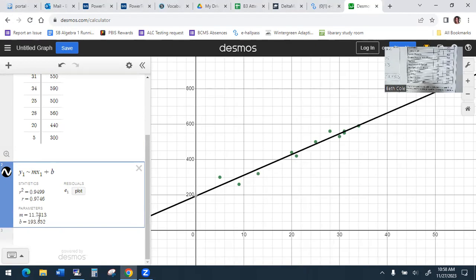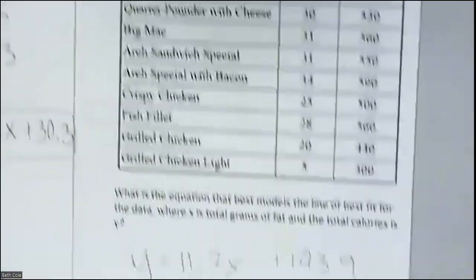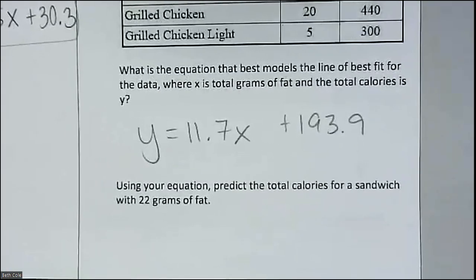So you're going to have y equals 11.7x, and then it says b is 193.9. There is no work. You just copy it from the calculator. So that's what you want to write on your paper. I got 11.7 for the slope, and then 193.9 for the y-intercept. So just write it down.